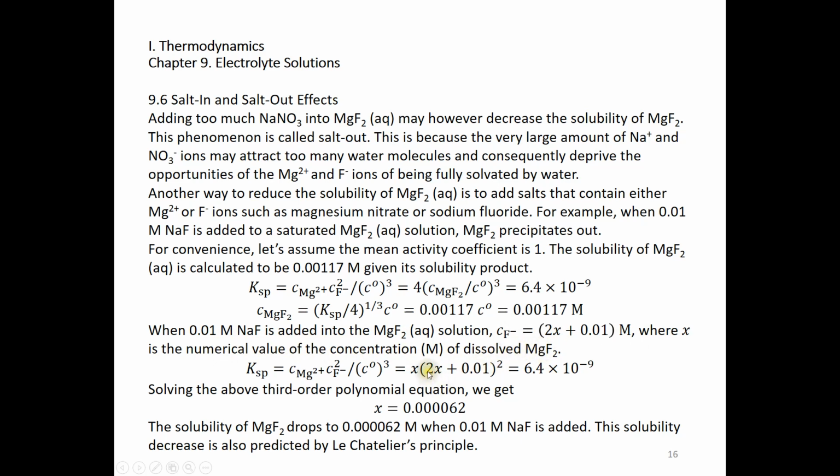Now we have a different equation. x is the concentration of the magnesium cation, but then fluoride is 2x plus 0.01. That comes from sodium fluoride. So we have a new equation over here. This is a third order polynomial equation, but we can still solve this. We get a different concentration right here, and this concentration is actually much smaller than this concentration. So that means by adding sodium fluoride, we can decrease the solubility of magnesium fluoride. Again, we can use the Le Chatelier principle to make the same prediction.